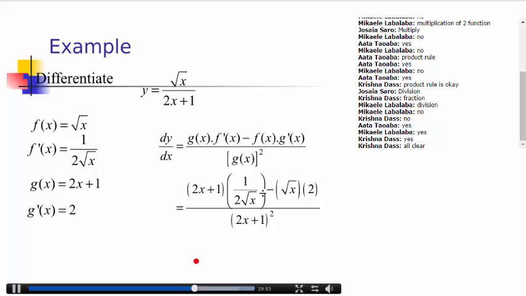Easy? Anyone having any problem with applying quotient rule? And you all know now when we apply quotient rule. Is there any problem?